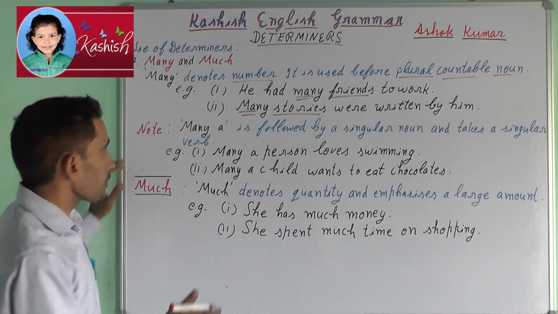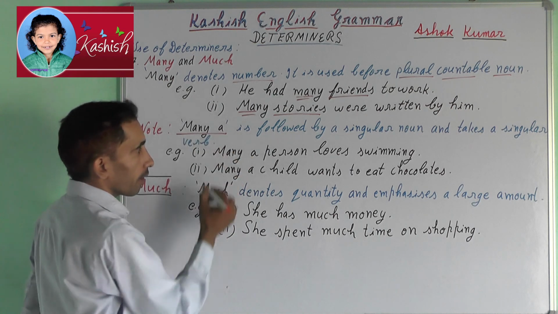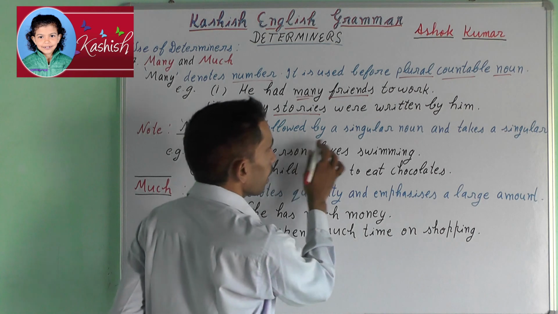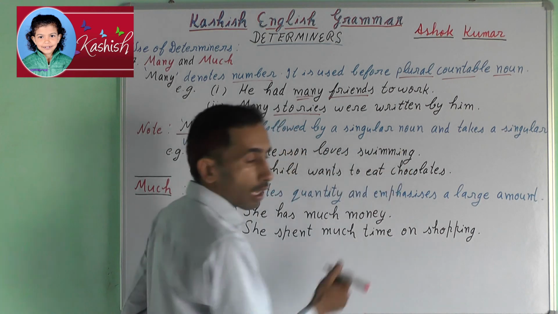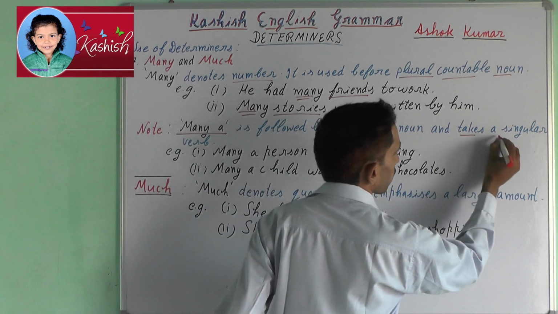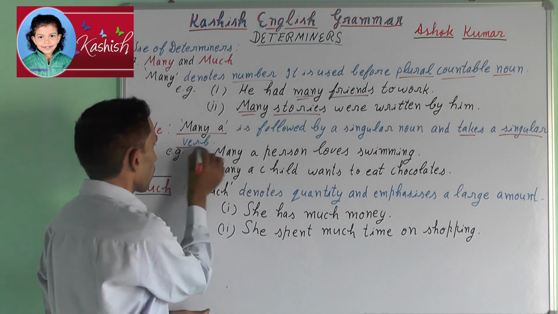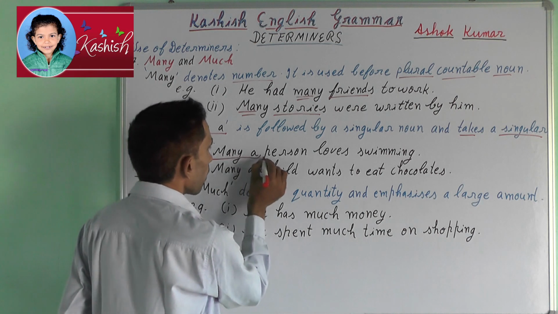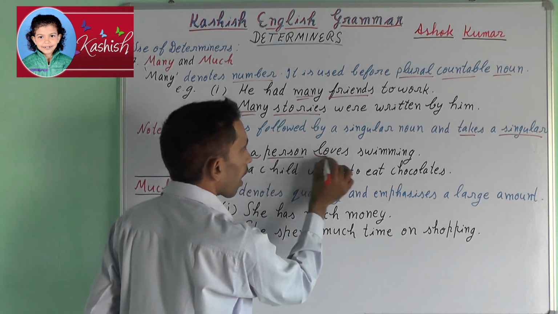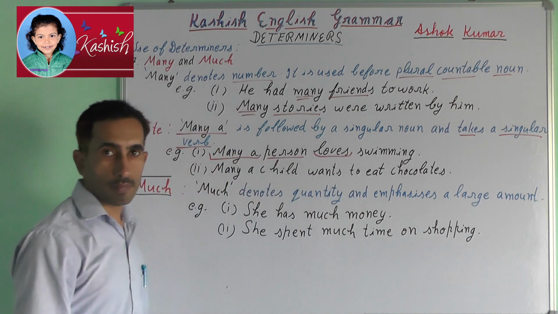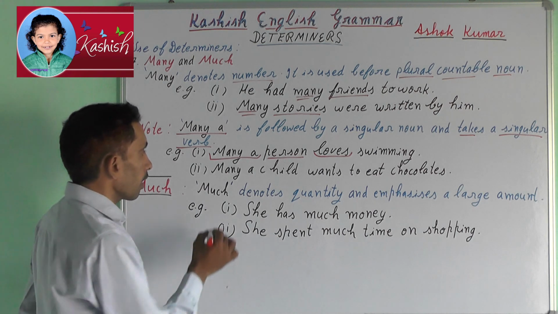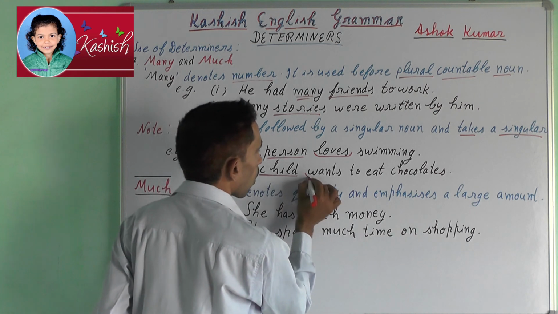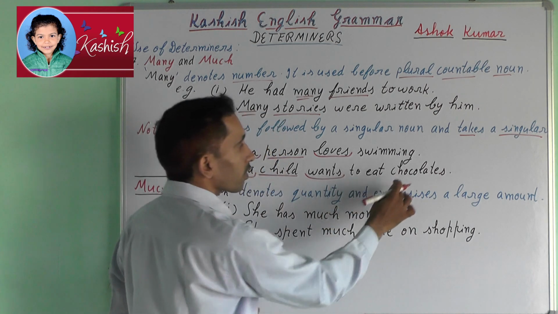Note, many a is followed by a singular noun and takes a singular verb. For example, many a person loves swimming. Next, many a child wants to eat chocolates.